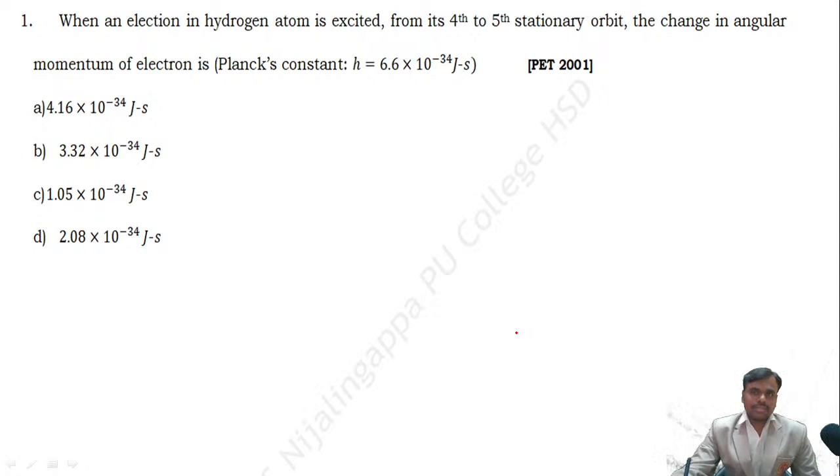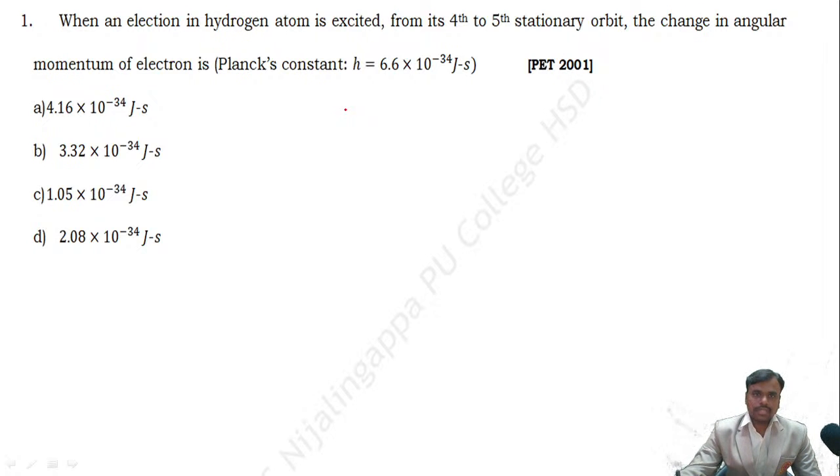When an electron transition takes place from one orbit to another orbit, there must be some change in angular momentum. That change in angular momentum is calculated by using Bohr's quantization rule. What is meant by Bohr's quantization rule? According to Bohr's quantization rule, the orbital angular momentum of an electron, that is L, is equal to an integral multiple of h by 2 pi.